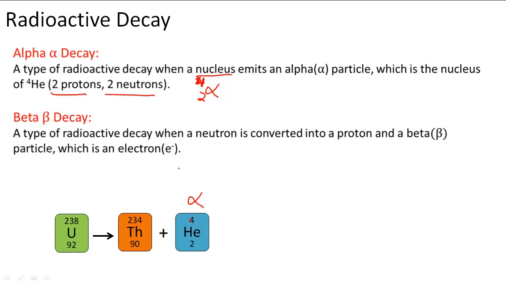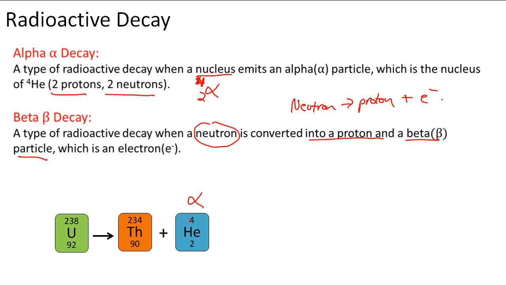Now beta decay is a type of radioactive decay when a neutron is converted into a proton and a beta particle. The beta particle is an electron, e. So a neutron becomes a proton plus an electron. A neutron is made up of both a proton and an electron.